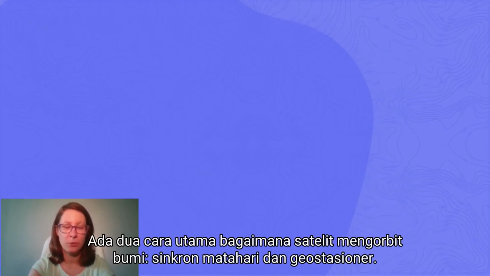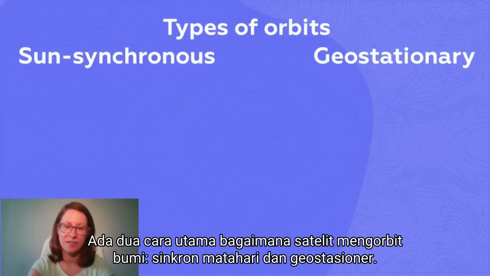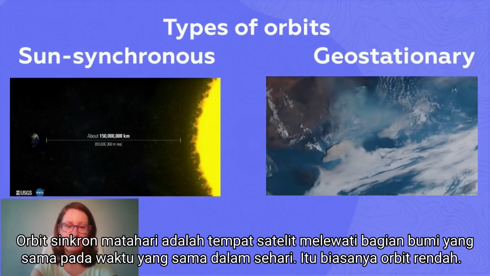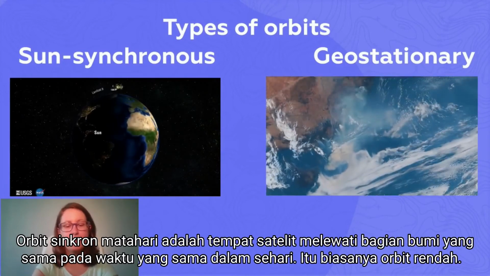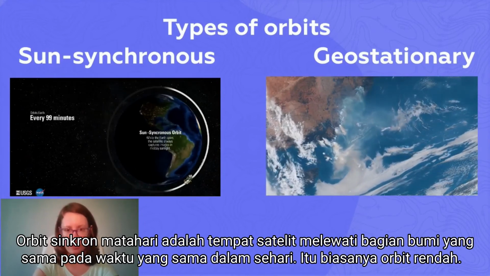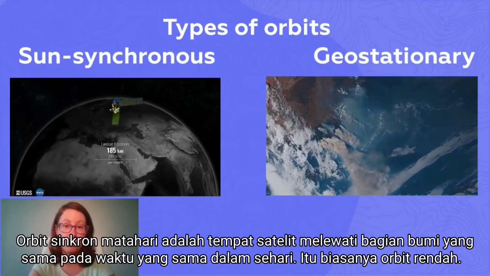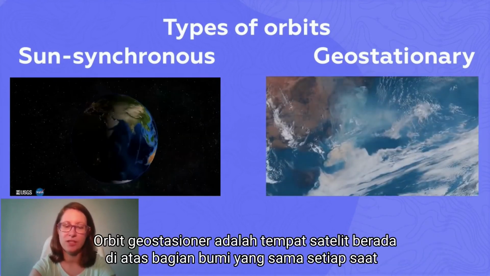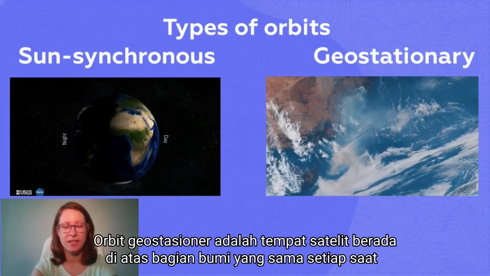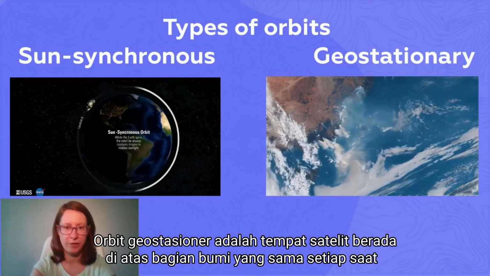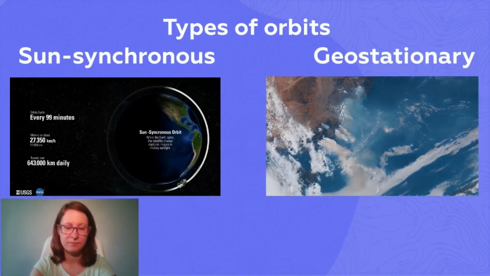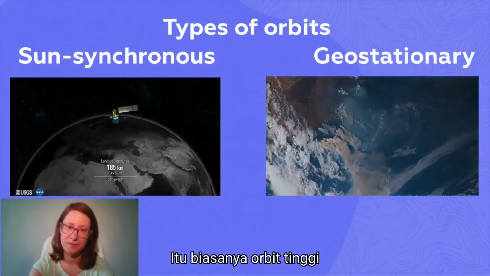There are two major ways how satellites orbit the Earth: sun-synchronous and geostationary. Sun-synchronous orbit is where a satellite passes over the same part of the Earth at the same time of the day. Those are usually low orbits. Geostationary orbit is where a satellite is above the same part of the Earth at all times. Those are usually high orbits.